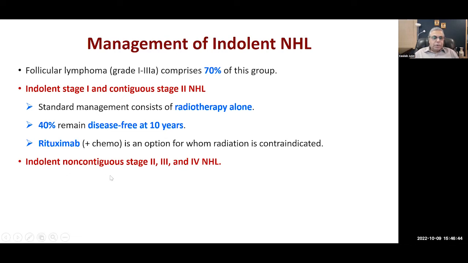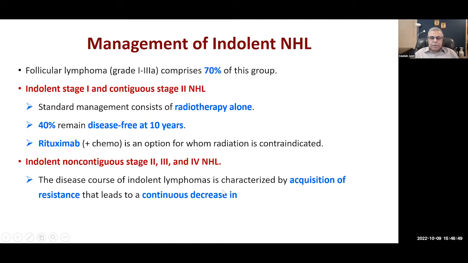Now, indolent non-contiguous stage 2, 3, and 4 and higher grade lymphomas. The disease course of indolent lymphomas is characterized by acquisition of resistance that leads to continuous disease, right? So this can happen in some cases. And this will decrease the quality of life and the duration of treatment response. So when you get higher grade lymphomas, it's easy to understand that the quality of life will be compromised and the duration of response will also be shorter.